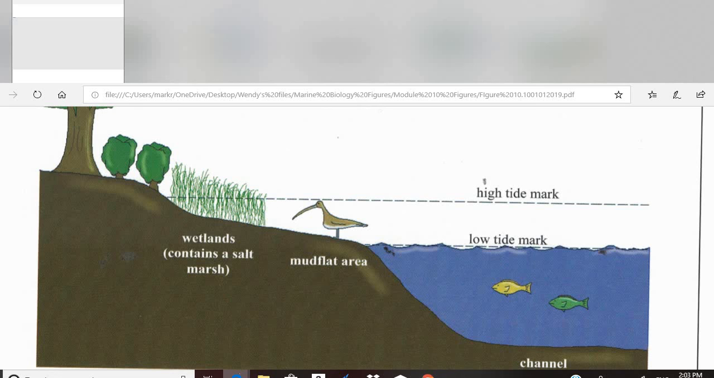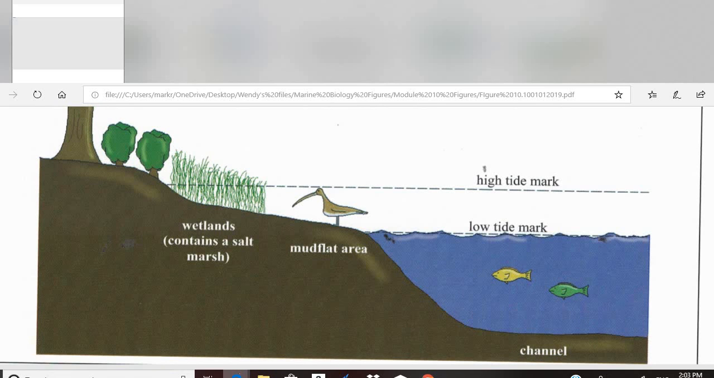So we go back to, okay, so here you can see the channel then. Okay, so this is the channel. You see it's underwater during both low tide and high tide, and it can be a resting place as fish move between the ocean and freshwater streams.